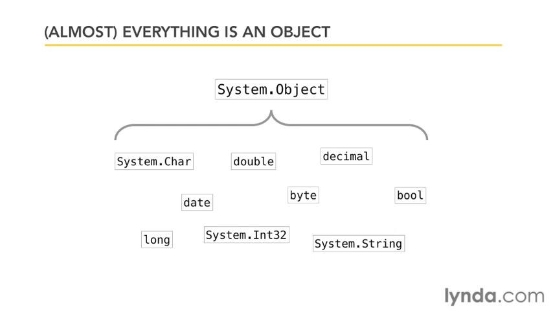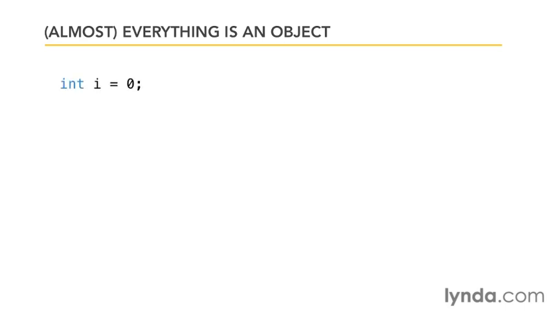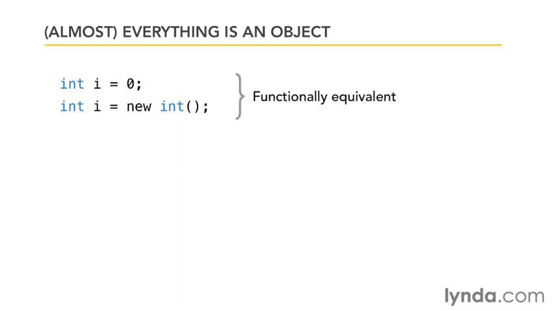Well, it lets you do some pretty neat things. If I were to declare a variable int i is equal to 0, I could do the same thing by saying int i equals new int. Other languages don't let you do this because they don't understand it, but in C# and .NET, because pretty much everything is an object, you can do this. These are functionally equivalent to each other. Declaring the variable as an integer and initializing it to 0 and saying new is pretty much the same thing.